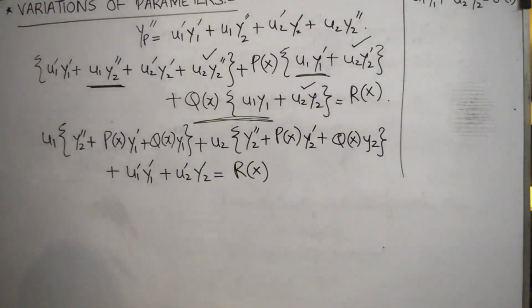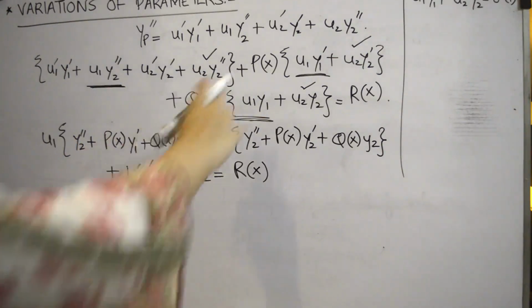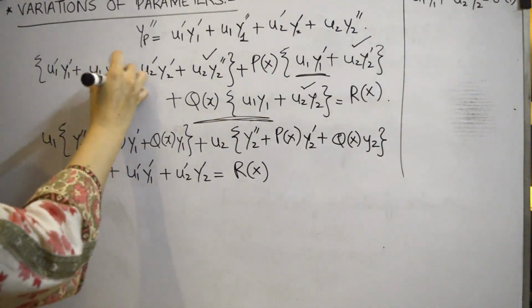Now because y1 is a linearly independent solution, that means its left hand side y1, sorry, this is y1 double dash, it's y1 double dash. I think I have written a mistake here, so you have to correct it.